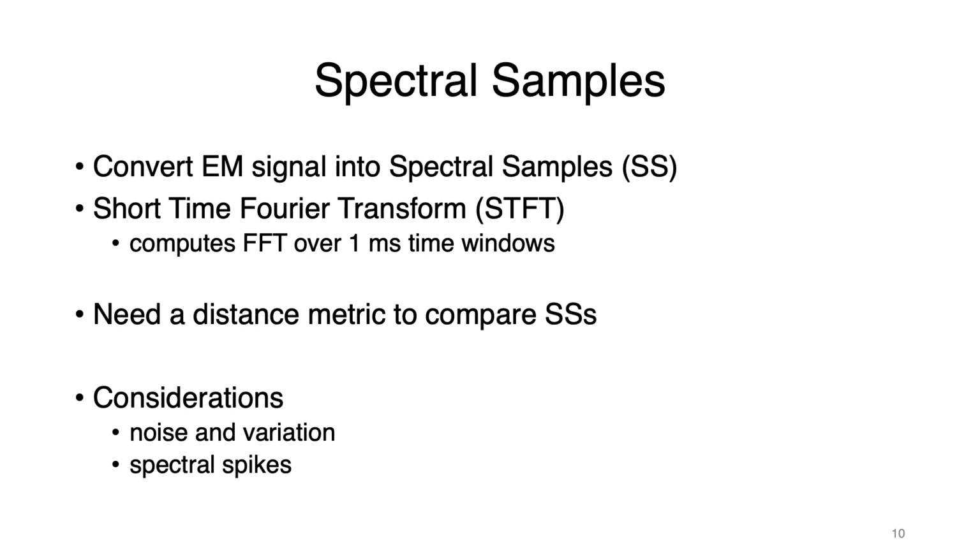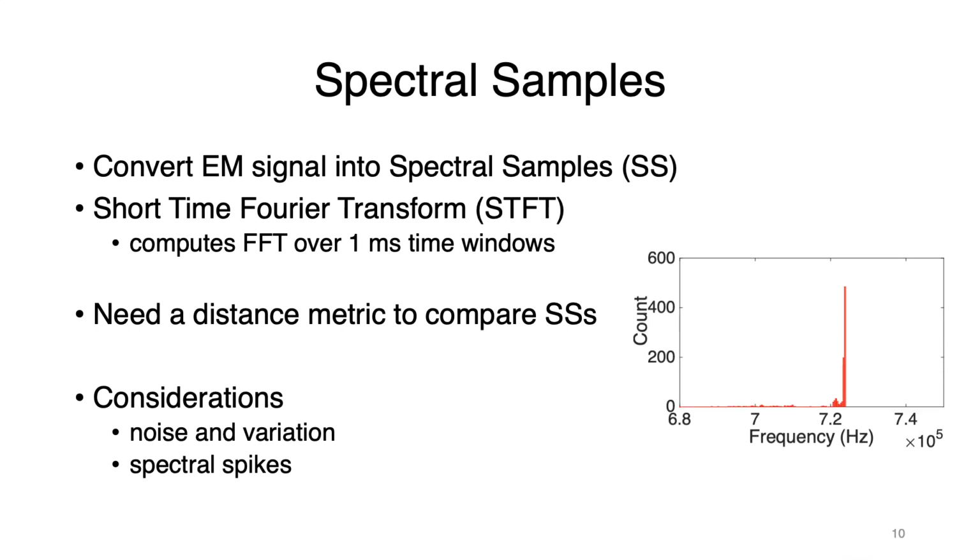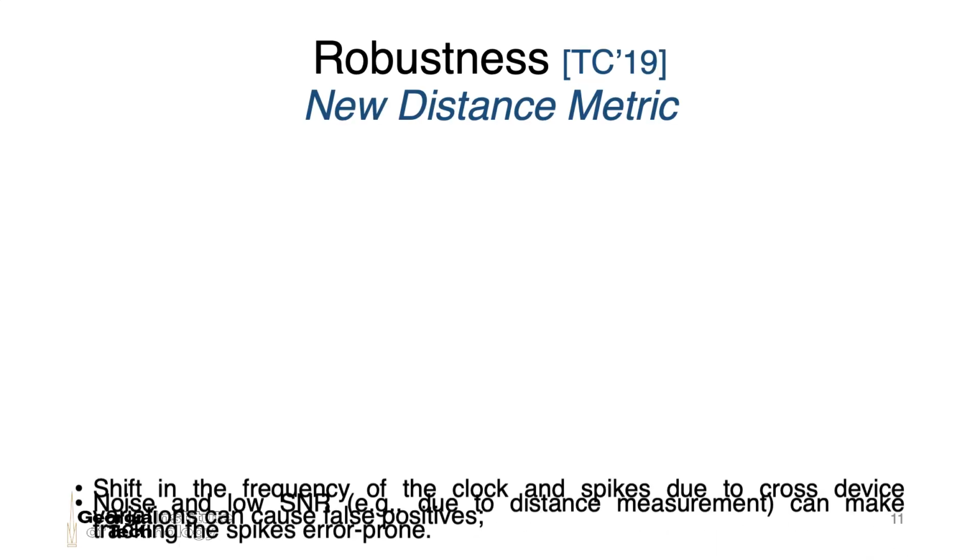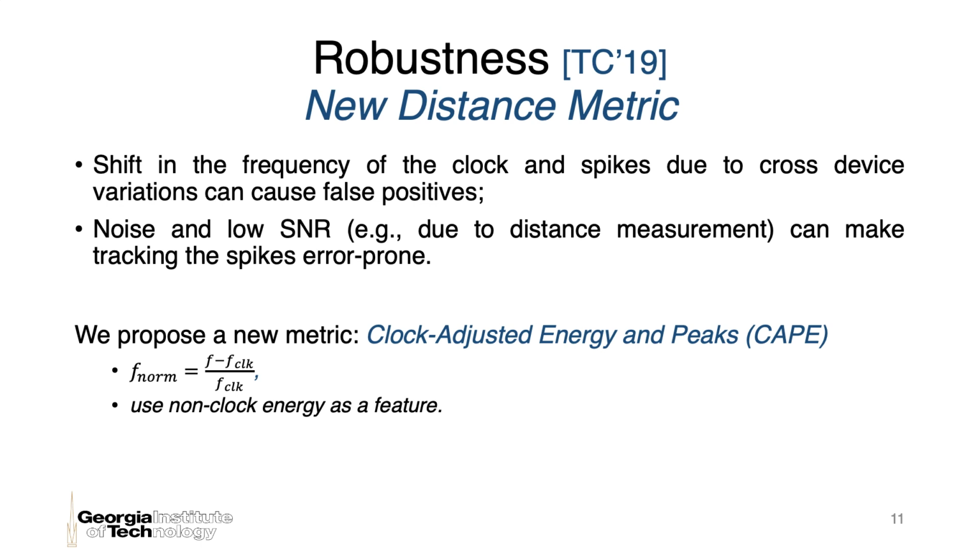And then to compare these samples of the signal, they need to use a distance metric, or some way to compare them, which considers noise and possible variations in the frequency. The way that this is done is using this metric called CAPE, clock adjusted energy and peaks, which uses a normalized frequency value based on the frequency of the clock in order to be robust against shifts in the clock frequency, which can cause false positives in their measurements.